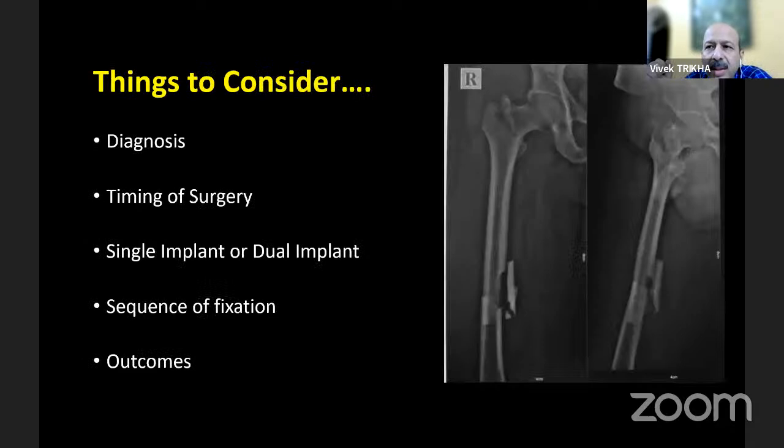The various things to consider in ipsilateral neck and shaft fractures are how to diagnose them, timing of surgery, whether you use a single or a dual implant, how to do the sequencing of fixation, and what the outcomes available are. And these are the things which we'll be discussing over the next 10 minutes.